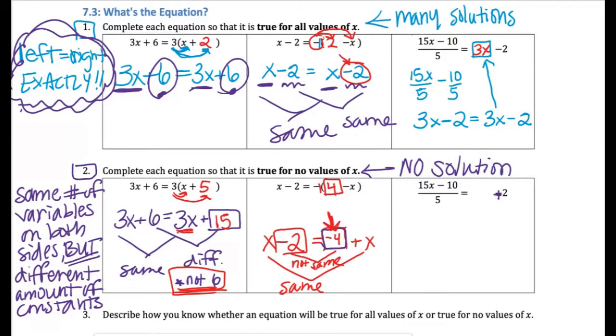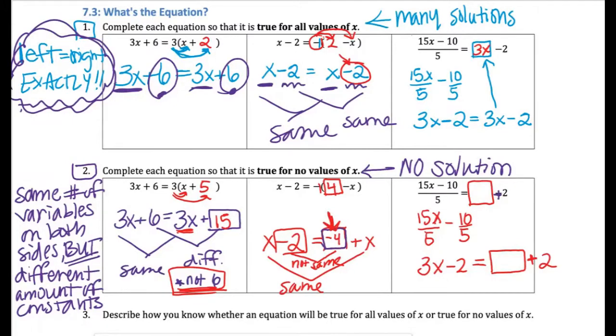Let's look at the last one. So if I simplify the left side, if we think about it like above, it's 15x over 5 minus 10 over 5. So we get 3x minus 2 equals something plus 2. So we need to figure out what's going to go in this box to make sure that we have no solution.